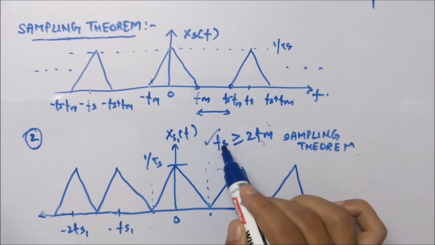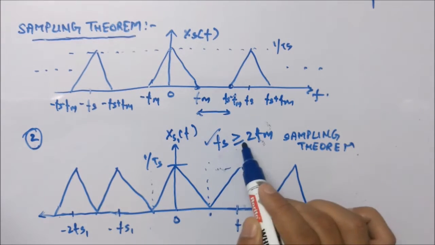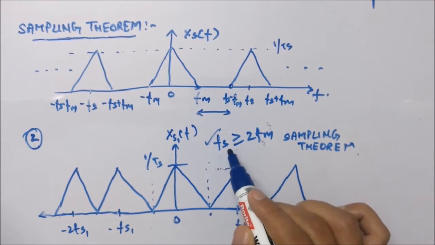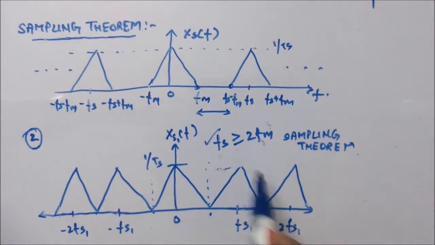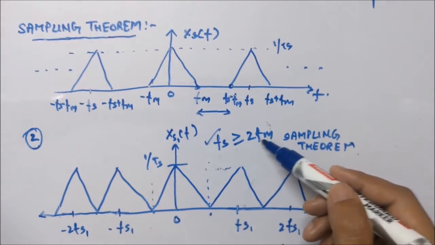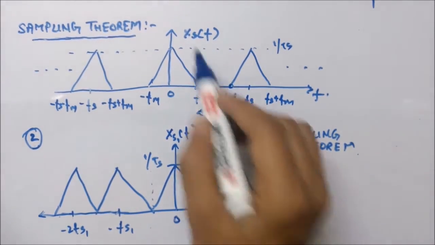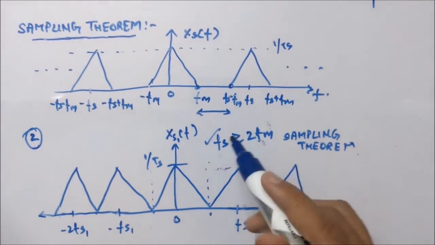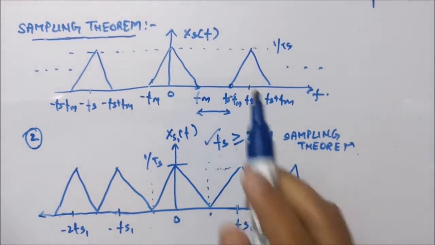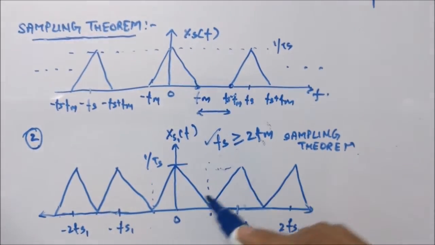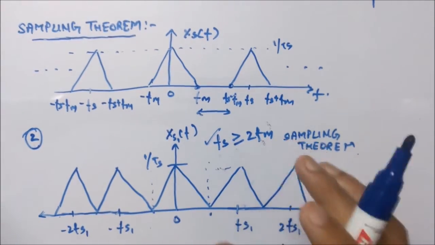If you sample the signal with this frequency fs greater than or equal to 2 fm, either you sample it with 2 fm, in that case you will get this kind of signal, or you sample with greater than 2 fm sampling frequency, you will get this kind of signal. In both the cases, if you pass these two signals through the LPF filter, you will be able to receive the original message x(t). That's the point I want to mention here.